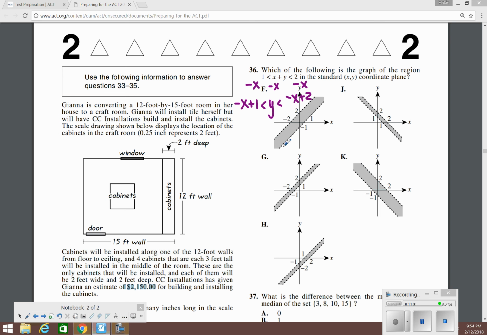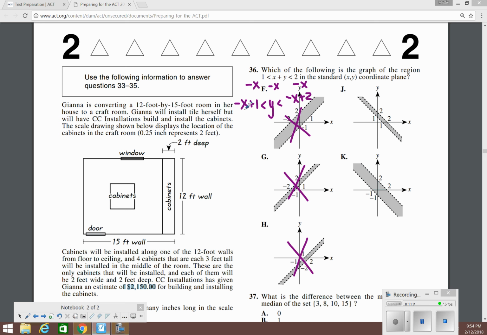Remember that we read a line like we read a book. So if you look at choice F, both of these have positive slopes because they're going up from left to right. So that's true of F and G and H. I don't want any of those because they all have positive slopes, and I want mine to have negative slope.